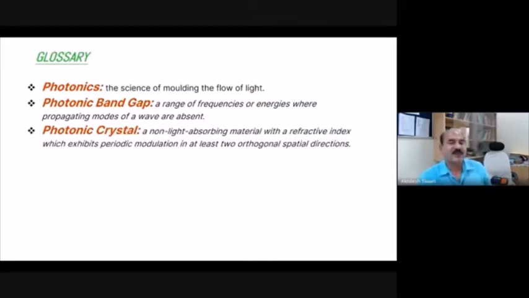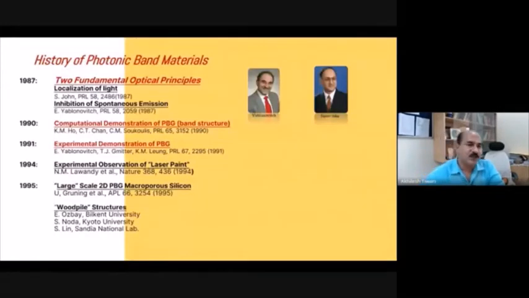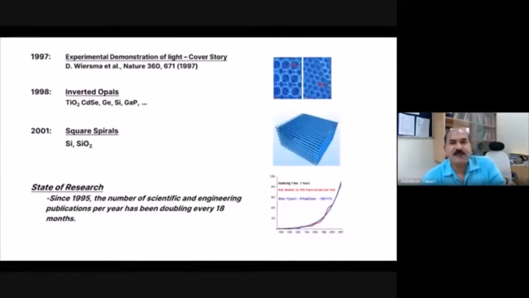Yes, yes. So basically, this glossary I have already discussed. These are the particular terms which I was discussing just before, and these are the historical papers. Basically, the two papers which came in 1987 and later on in 1990 some computational demonstration, and 1991 some experimental demonstration of photonic bandgap by Yablonovitch, and 1994 some experimental observation of laser action was suggested, and after that there are certain different labs who have tried to build photonic crystals with the different structures like the woodpile structure and some other demonstrations. So this is the historical background of the subject.